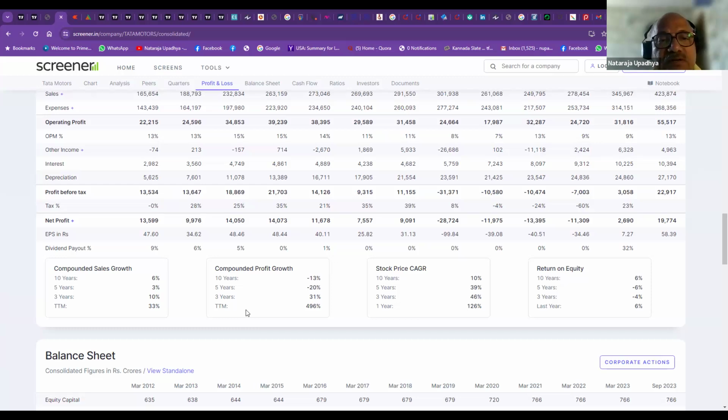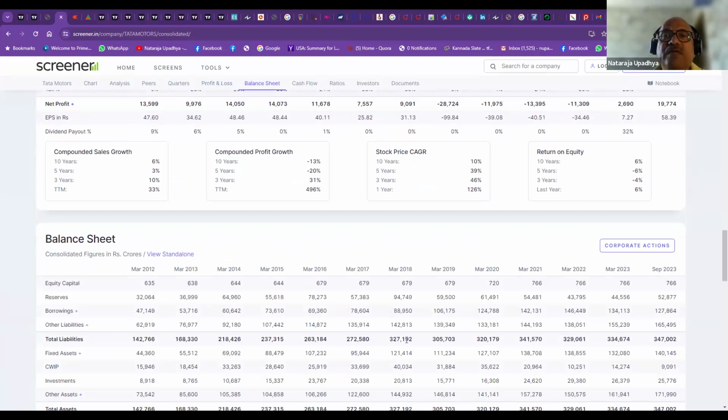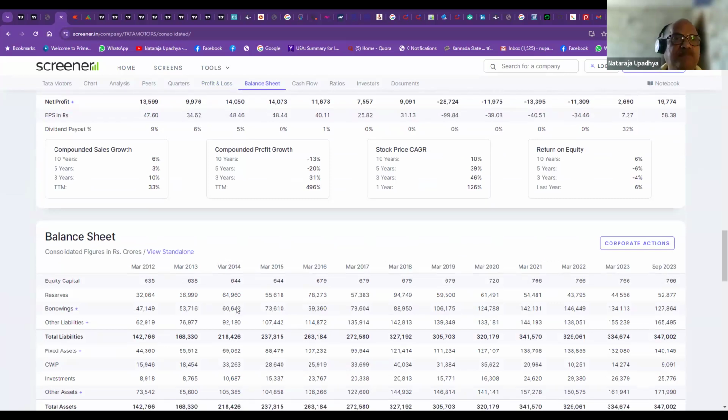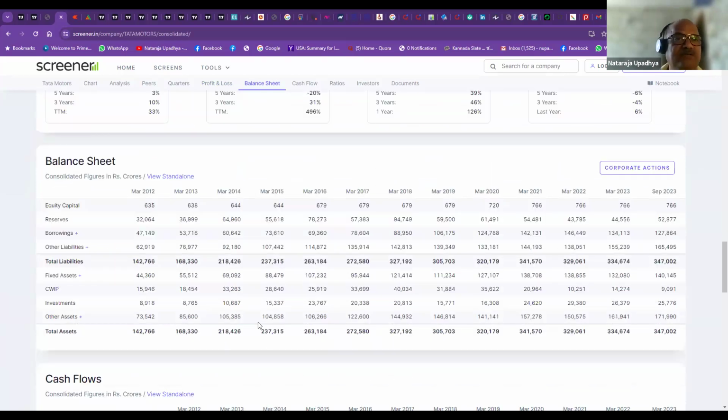For example, profit growth TTM is 496%. That is quarter to quarter, I guess, trailing quarters or something. In 1 year, the stock price has almost more than doubled. So these numbers, we need to have at our fingertips to appreciate the intrinsic value of the company and our opportunities to make money by investing in this company. So this learning has to happen. That is all the statement I am making today.